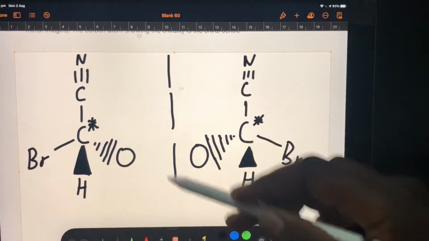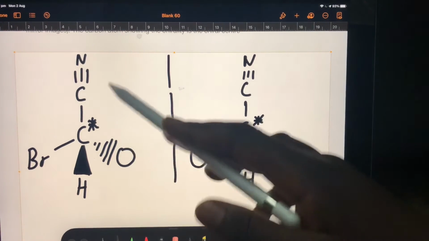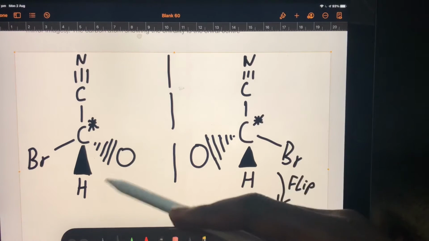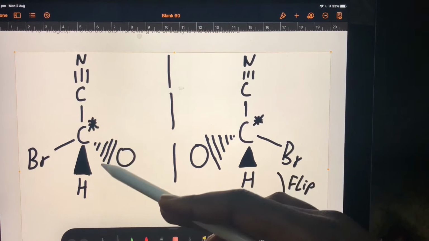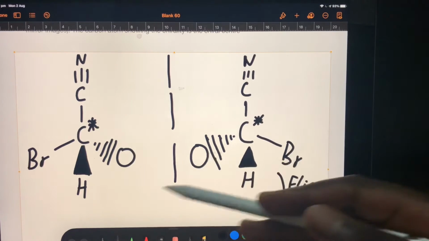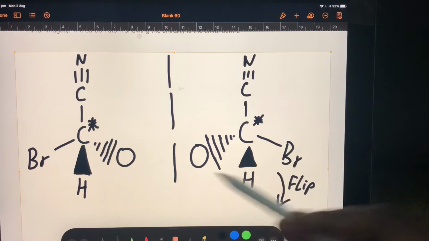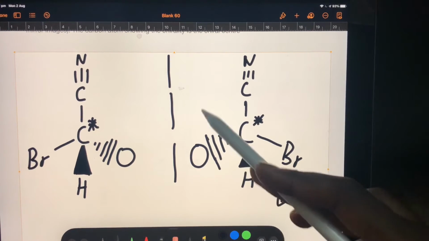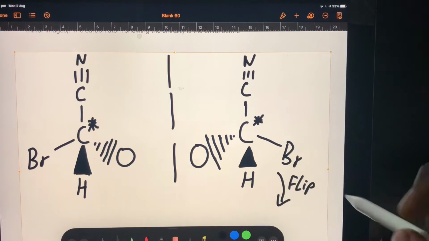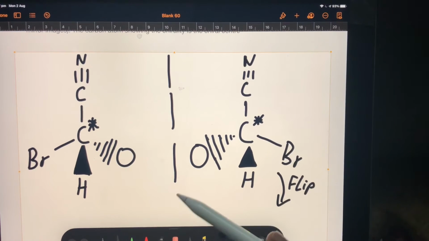So I've reflected these images. They both have chirality, as we've seen before, 4 different groups. Center of chirality there, or the chiral center there, and these are now flipped. I've done a mirror image of this molecule. So you're gonna think this image is not the same as this, and I'll show you why.